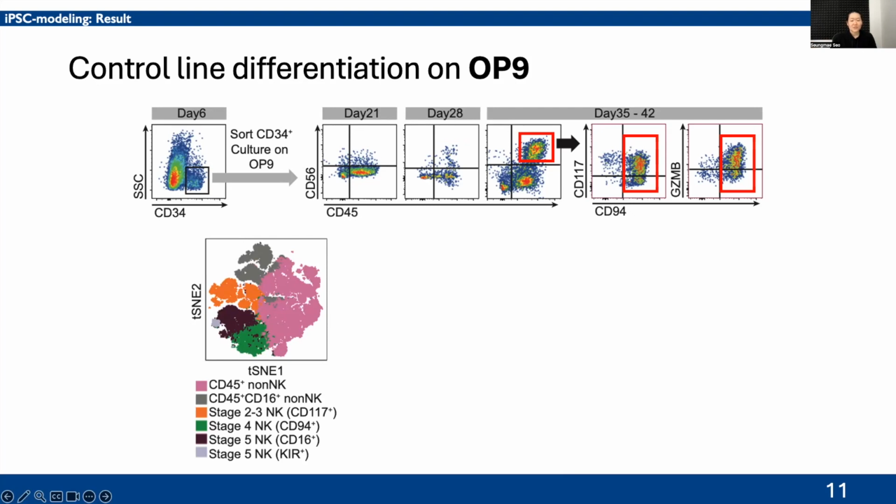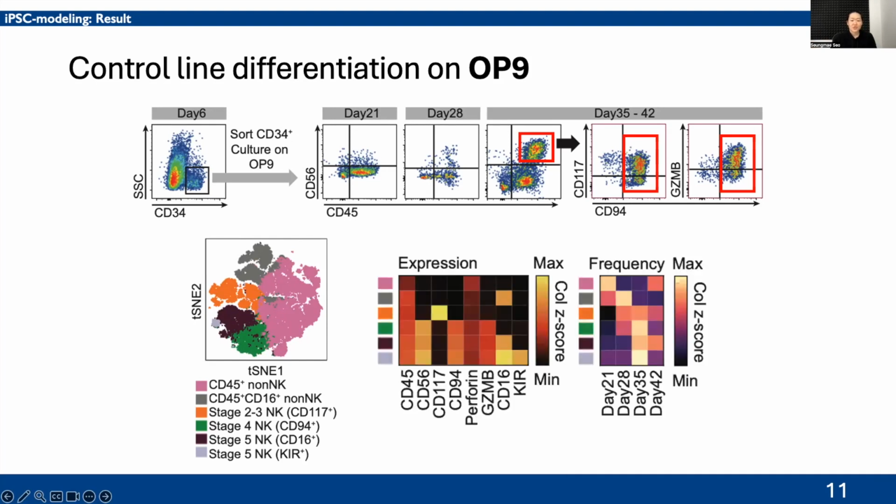We have pink and gray, which are non-NK hematopoietic cells, and then 4 NK clusters of varying maturity. Heat maps here show the expression of marker genes, especially the maturation markers, which is on the right-hand side. You can see that these markers are being expressed in the more mature NK cell clusters as they appear in the later time points, peaking at day 35.